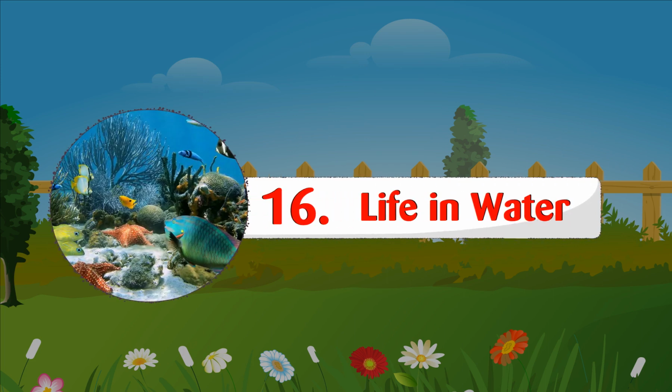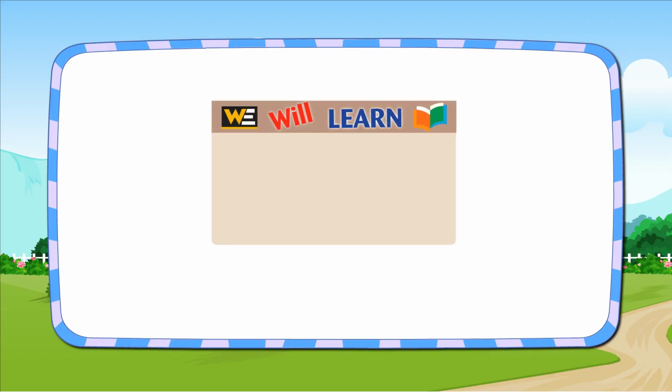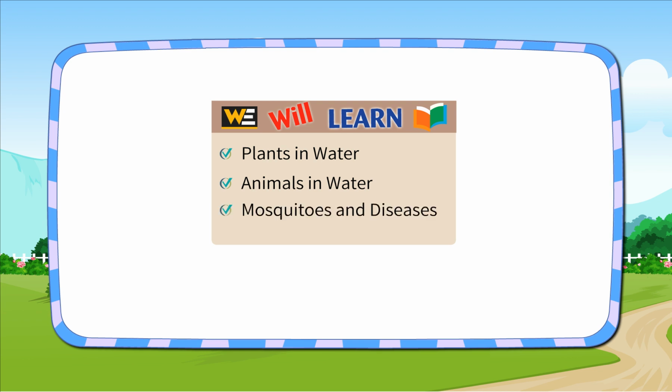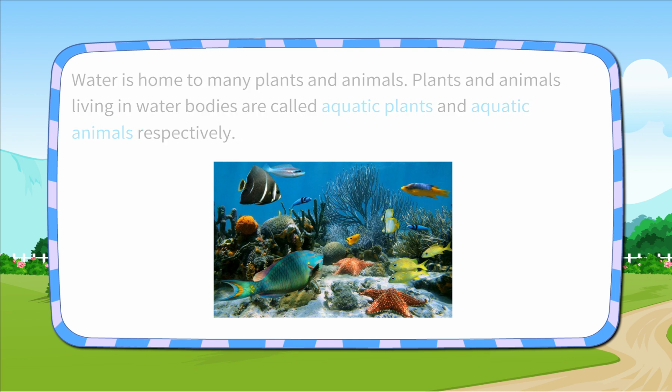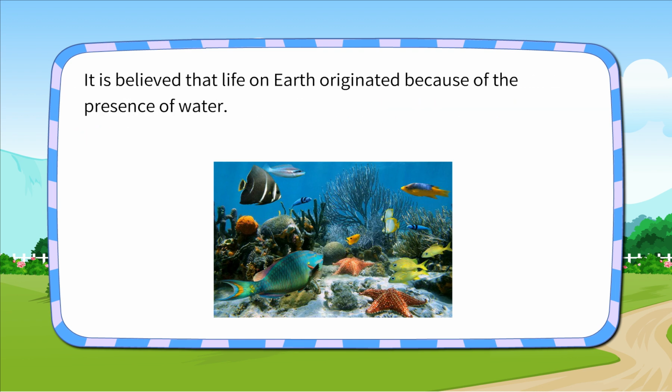Chapter 16. Life in Water. We will learn plants in water, animals in water, mosquitoes and diseases. Water is home to many plants and animals. Plants and animals living in water bodies are called aquatic plants and aquatic animals, respectively. It is believed that life on Earth originated because of the presence of water.